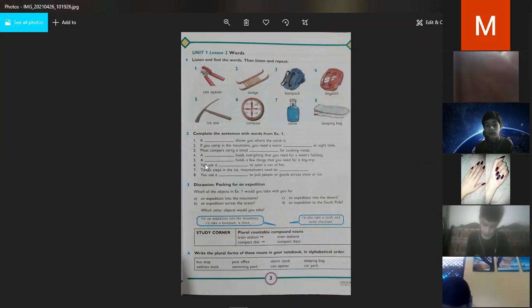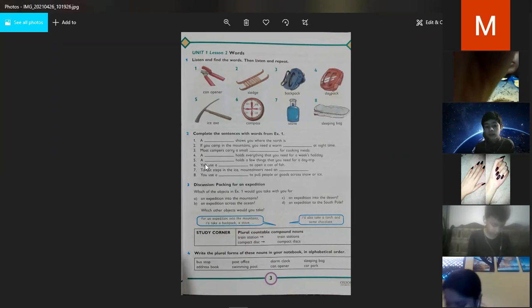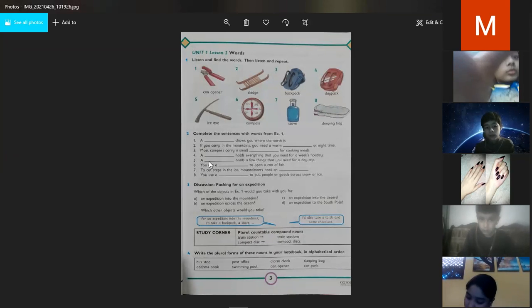Number 4, a dash holds everything that you need for a week's holiday. Backpack. Write backpack. B-A-C-K, back. P-A-C-K, pack. Backpack. Picture number 3 it is. Number 5. A dash holds a few things that you need for a trip. Day pack. D-A-Y, day. P-A-C-K, pack. Day pack.